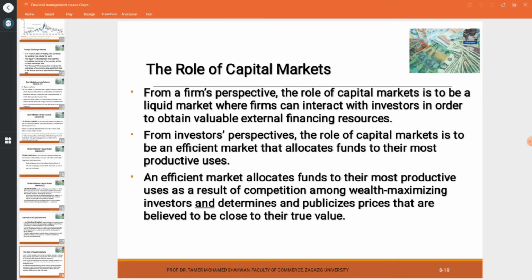From the firm perspective, the capital market can be considered as a liquid market, where the firm can interact directly with the investors to obtain the funds required and valuable external financing resources.